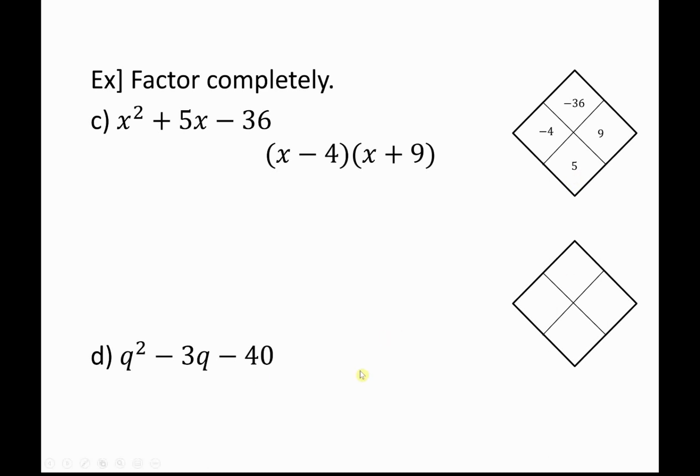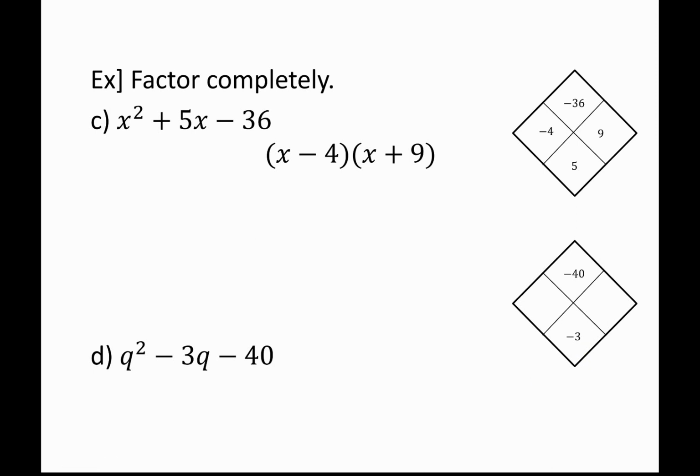Okay, moving on to example D. Initialize the diamond. Negative 40 needs to be the product. Negative 3 needs to be the sum. So again, we need one factor in the 2 remaining diamond spots to be negative, one's positive, and the larger of the 2 is going to need to be negative so that the sum is going to end up being negative.